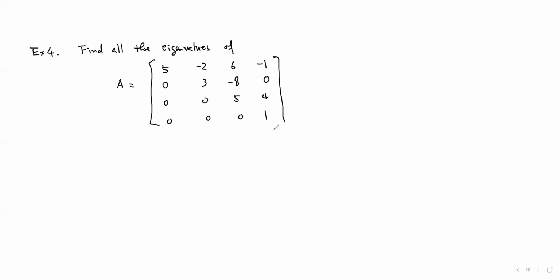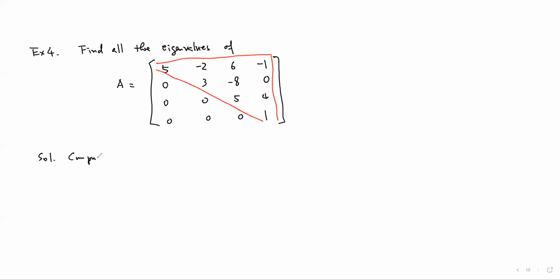Okay? This matrix has some special structure. Actually, you see the main diagonal line. Below the main diagonal line, all the entries are zeros. So we call this matrix an upper triangular matrix. How to find all the eigenvalues of this upper triangular matrix? Find the characteristic polynomial first. Okay. Solution.